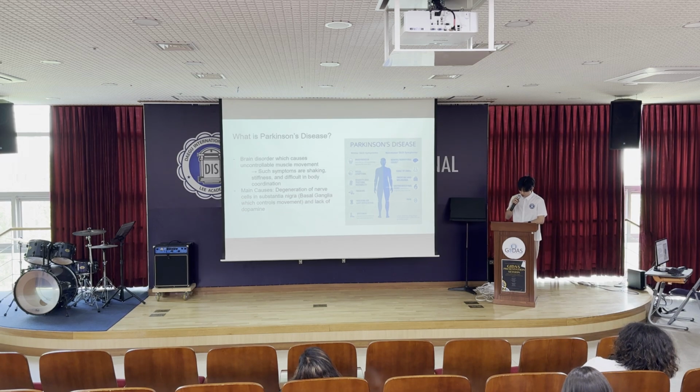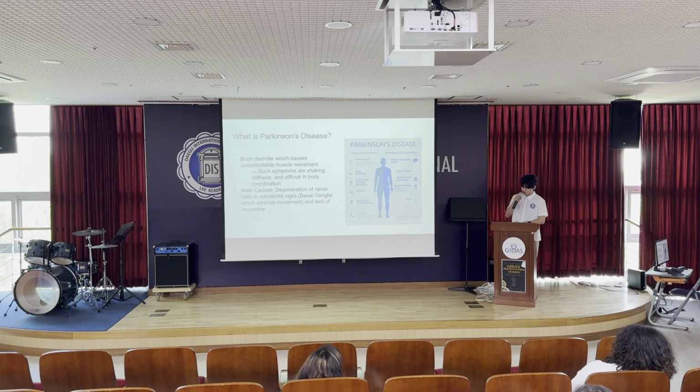Parkinson's disease is a brain disorder which causes uncontrollable muscle movements, with symptoms such as shaking, stiffness, and difficulty with body coordination. If you see the image on the left, there are more common symptoms caused by Parkinson's disease.